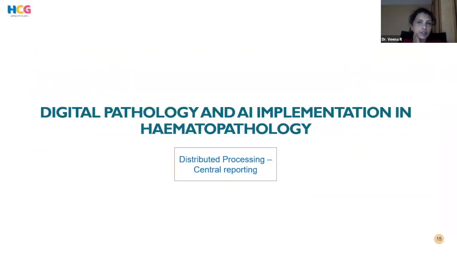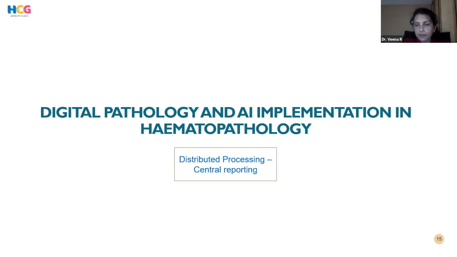So let me just take you through the implementation of digital hematopathology in our center. We have the main reference lab in Bangalore, where we have what Chaitra has briefed about, the AI 100 equipment. And we have 3 more AI 100 equipments in 3 of our remote locations, that is Ongole, Vizag, and Ranchi. So we looked at distributed processing, in the sense of placing these equipments in these remote locations, and central reporting. That means reporting happening either from Bangalore or any other pathologist in our network, agnostic to the location.